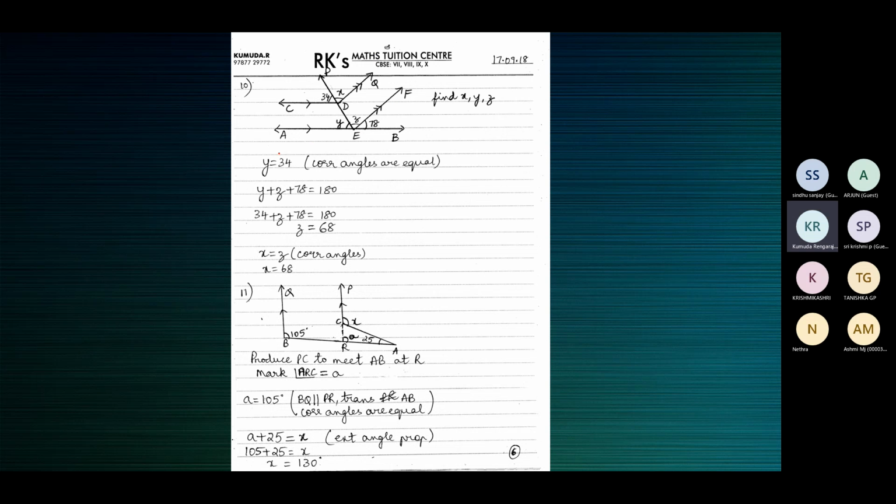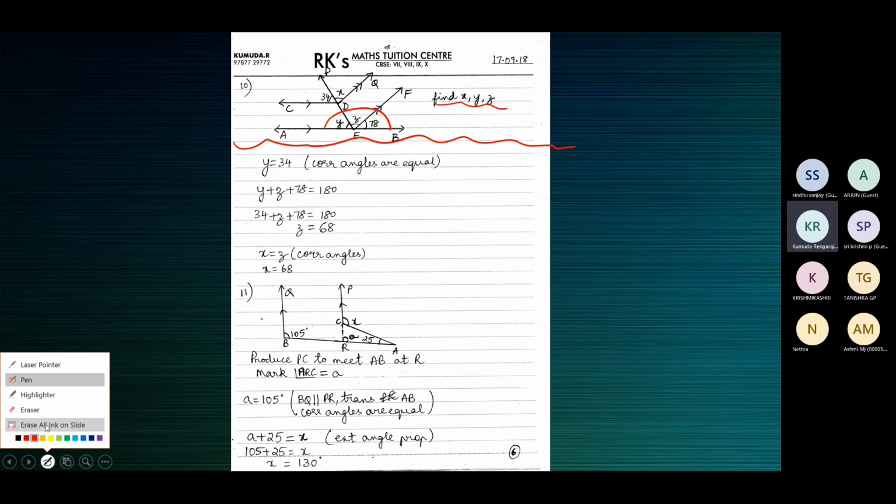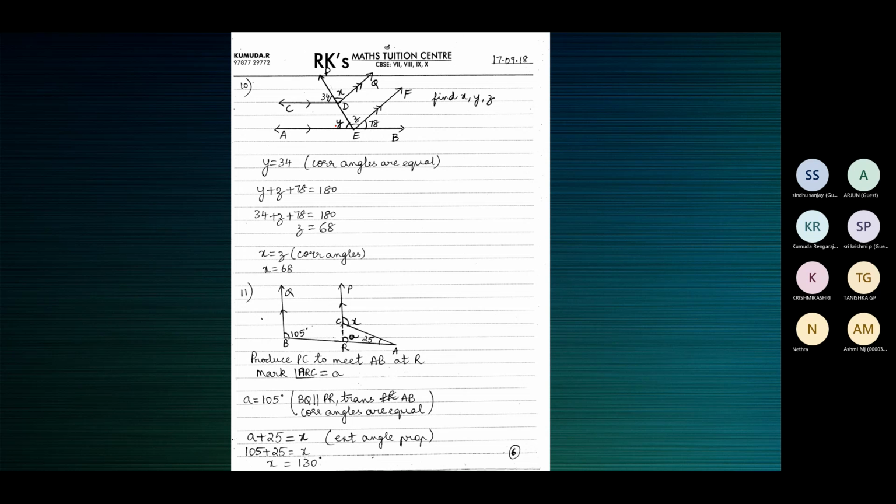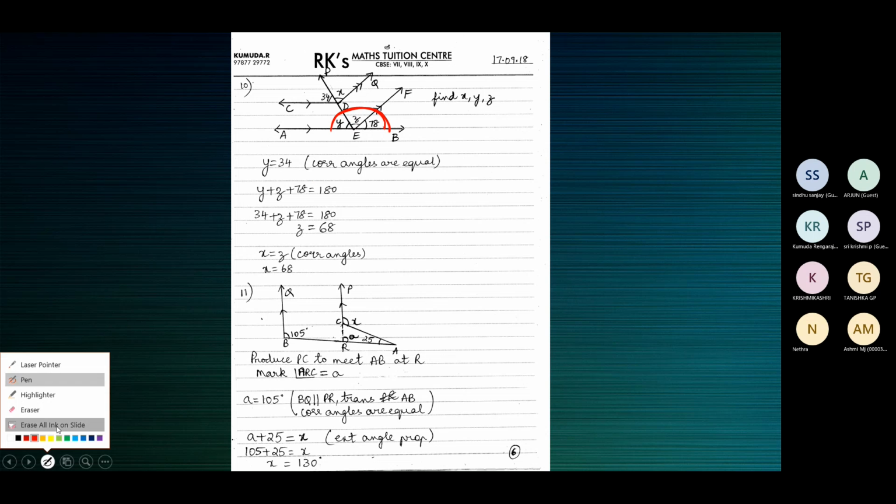So here also the figure is given to us, children. We need to find the values of x, y, and z. You can see that y, z, and 78 form a linear pair. Sorry, the sum of these 3 angles will be equal to 180. Y plus z plus 78 is equal to 180. I'm just telling you.